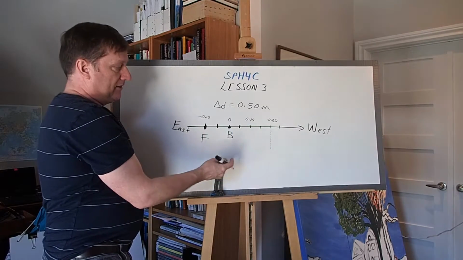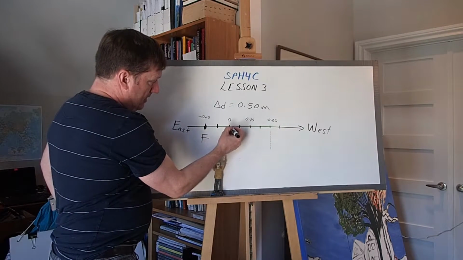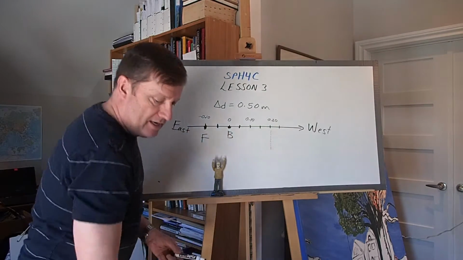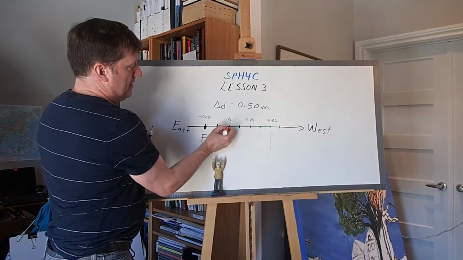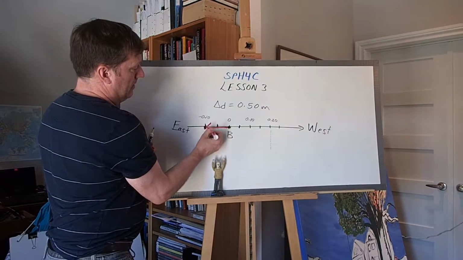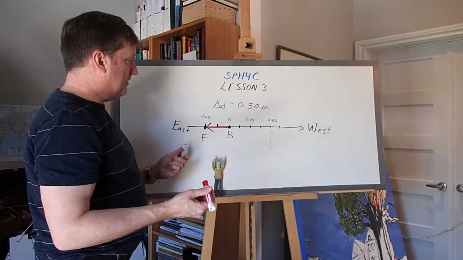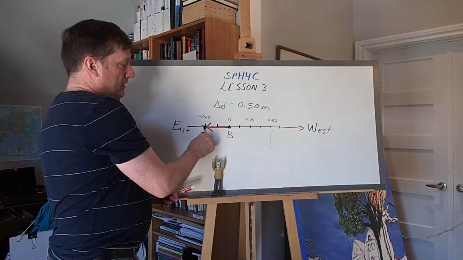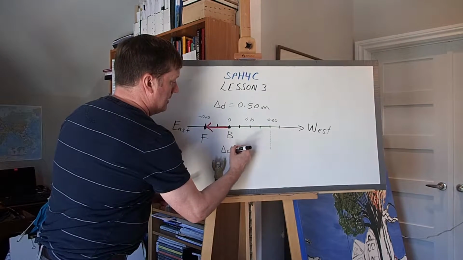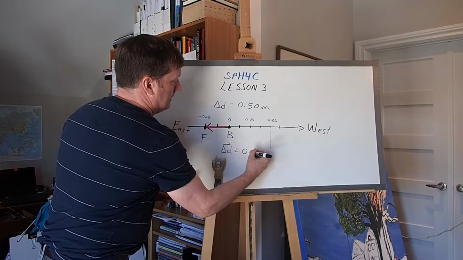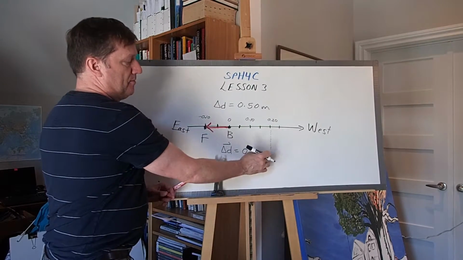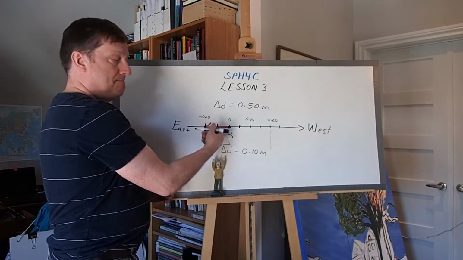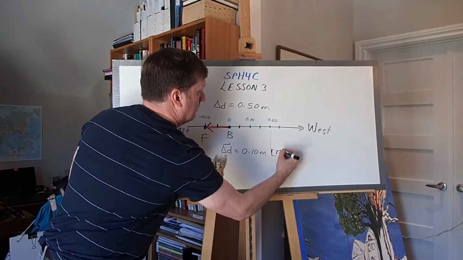Now, let's look at the displacement. He started here and finished here. The shortest line segment joining that goes from here to here. How many centimeters is that? 5, 10. He went 10 centimeters, 0.10 meters, and which direction is that? East.